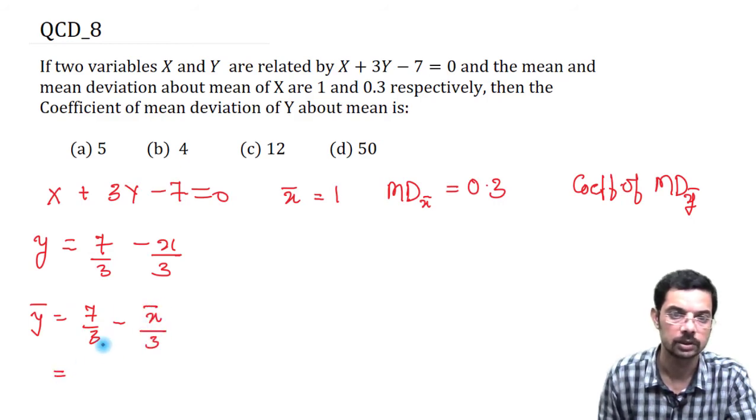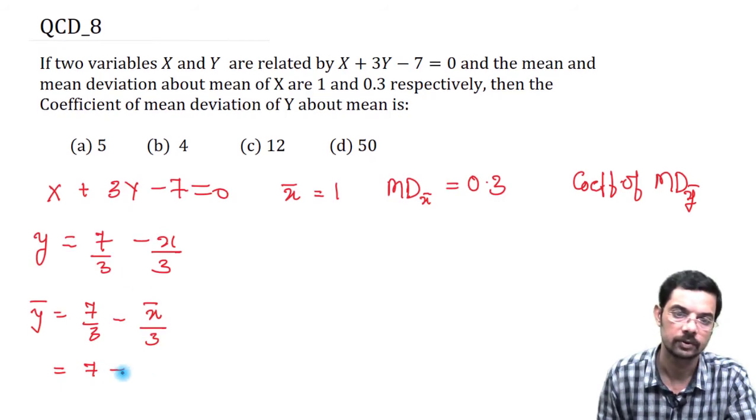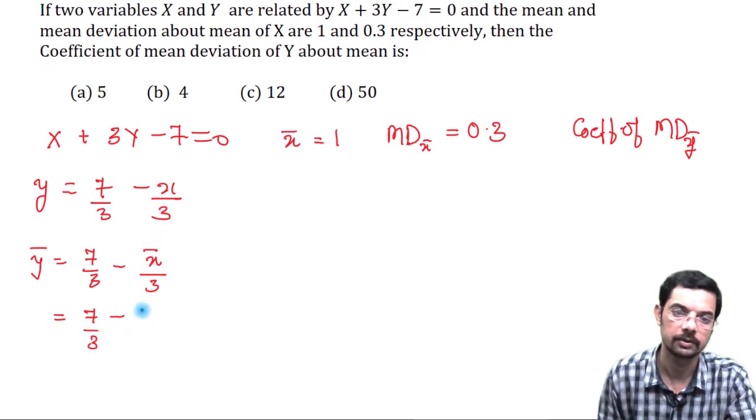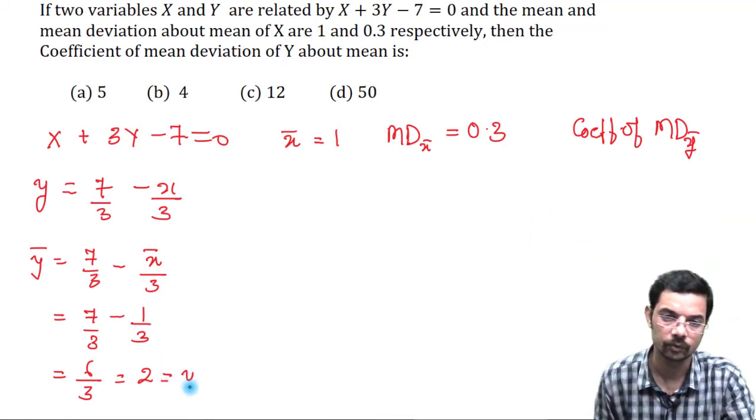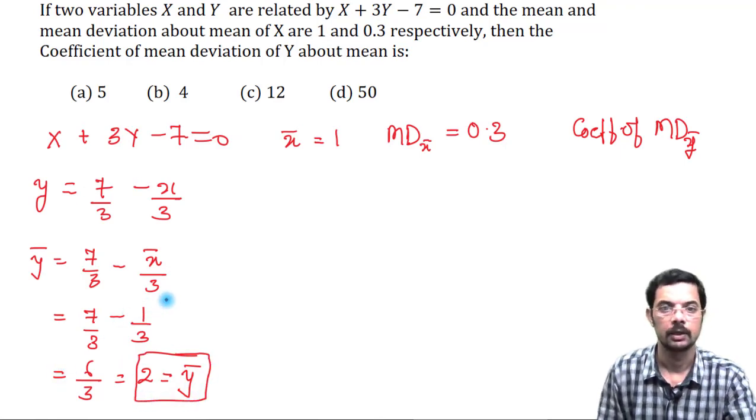We know this. So what is x bar? x bar is given to you as 1. So 7 by 3 minus 1 by 3, and that is equal to 6 by 3, which is equal to 2. Okay, so we have y bar as 2. We have the mean of y.